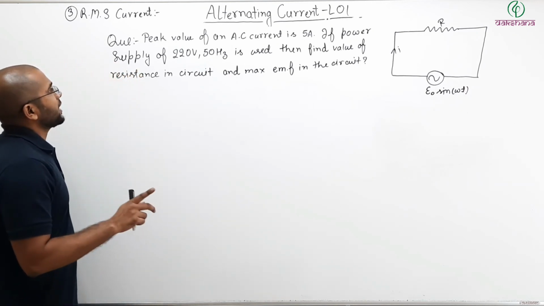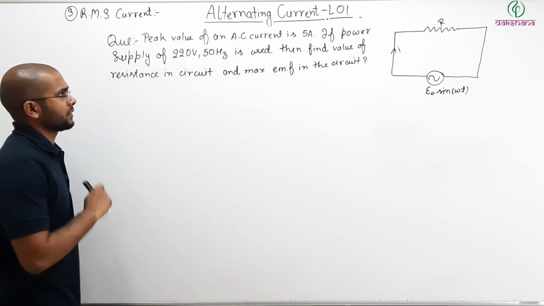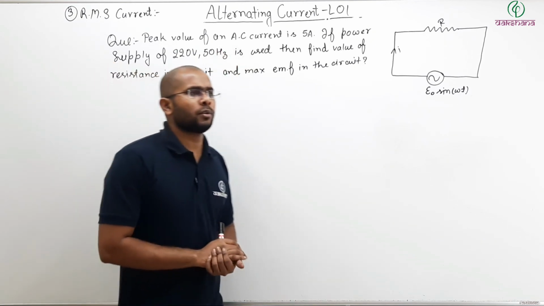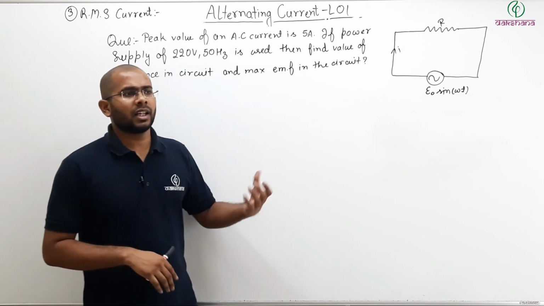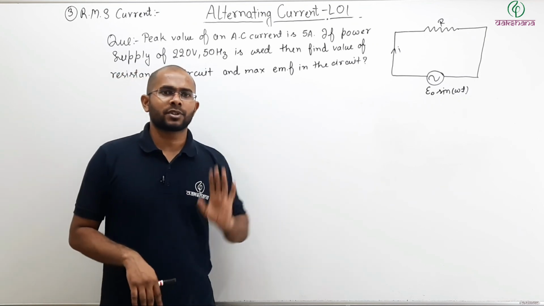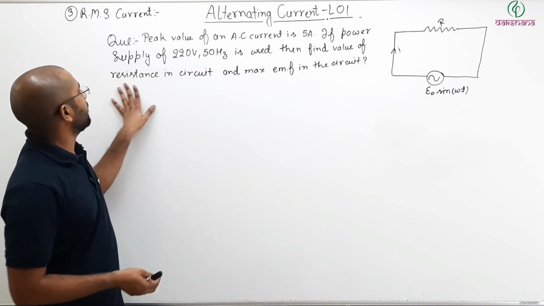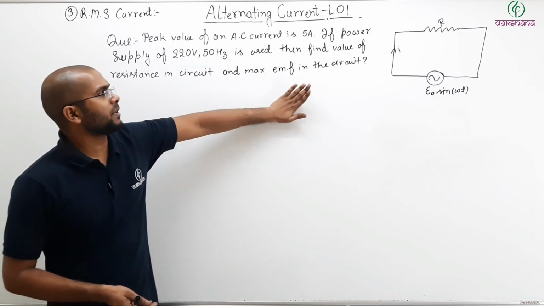If power supply of 220 volt and 50 hertz is used, then, now if you remember in your homes when the supply comes, generally it is 220 volt 50 hertz, that is the standard supply of your homes. Now what is the meaning of this? Then find the value of resistance in the circuit and maximum EMF in the circuit.